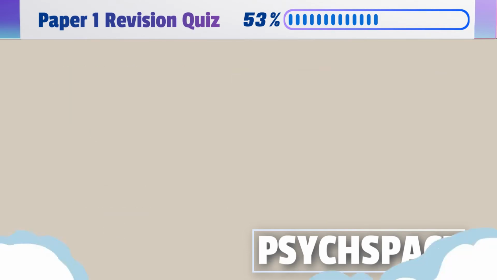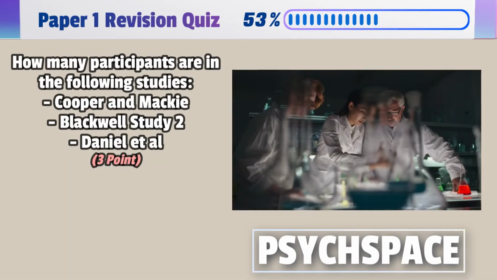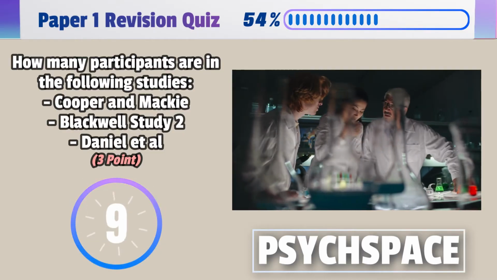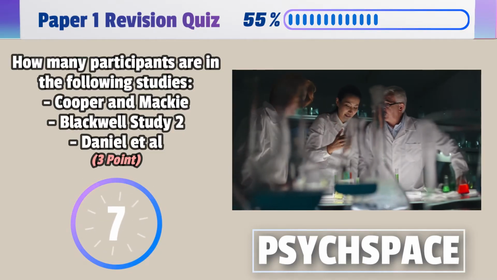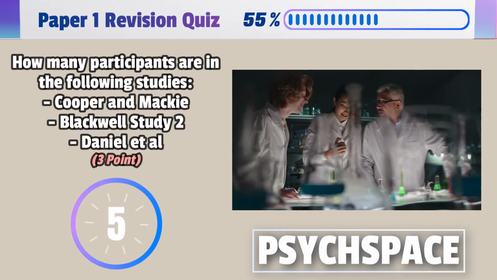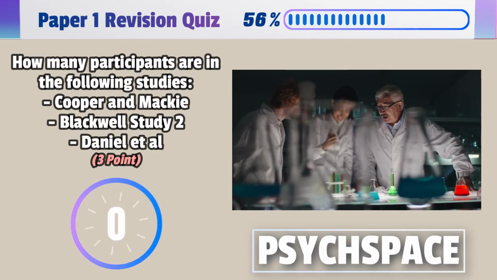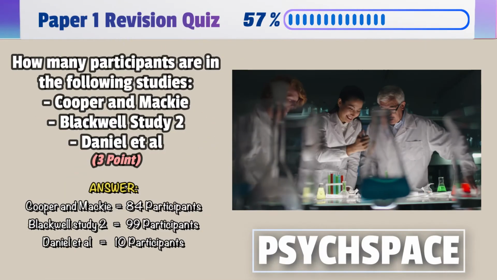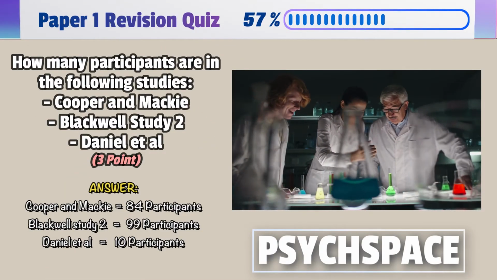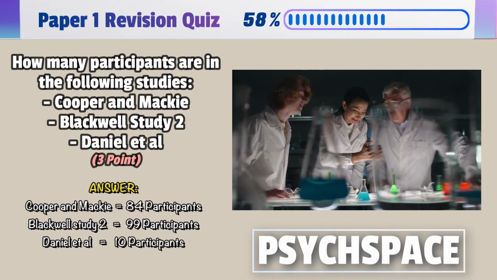Next question, how many participants are in the following studies? Cooper and Mackey, Blackwell Study 2 and Daniel et al. A tough one for 3 marks here. We've got 84 participants for Cooper and Mackey, we have 99 for Blackwell and 10 participants for Daniel et al.